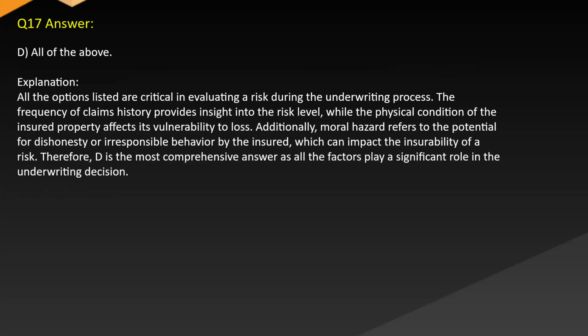Answer: D. All of the above. Explanation: all the options listed are critical in evaluating a risk during the underwriting process. The frequency of claims history provides insight into the risk level, while the physical condition of the insured property affects its vulnerability to loss. Additionally, moral hazard refers to the potential for dishonesty or irresponsible behavior by the insured, which can impact the insurability of a risk. Therefore, D is the most comprehensive answer, as all the factors play a significant role in the underwriting decision.